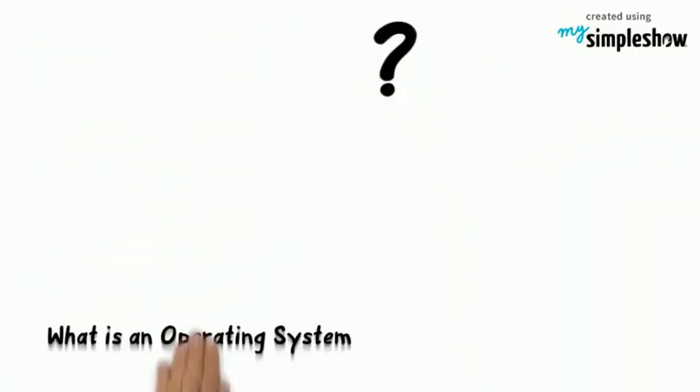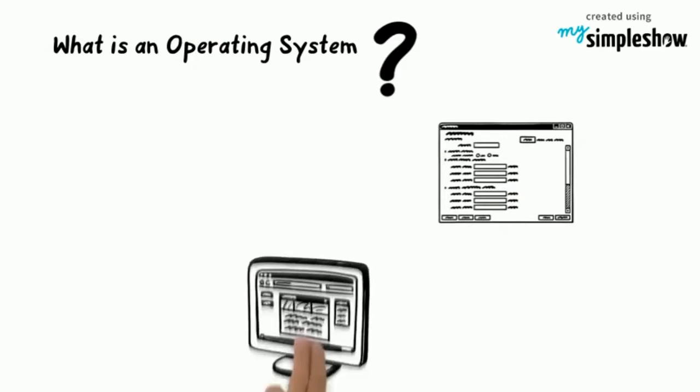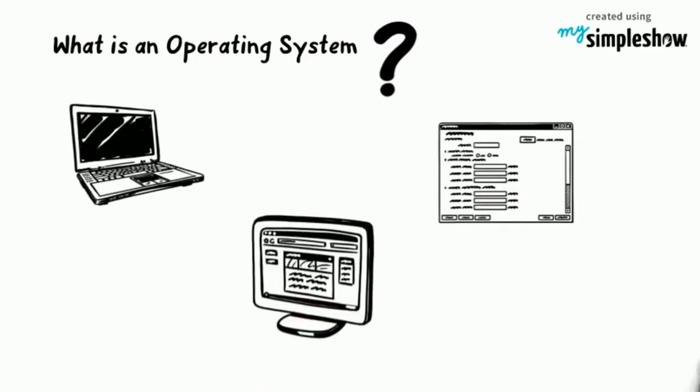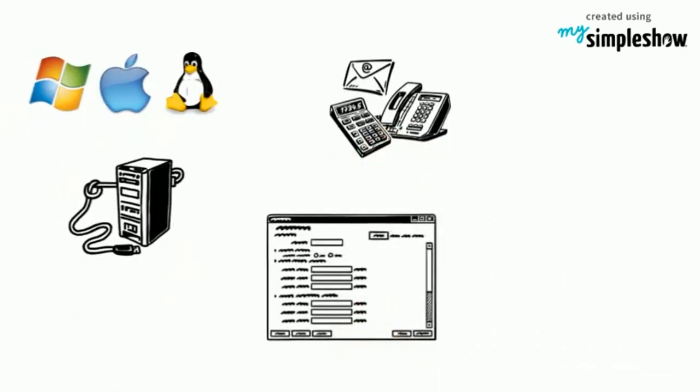What is an operating system? An operating system is software that manages all of the hardware resources associated with your desktop or laptop. To put it simply, the operating system manages the communication between your software and your hardware. Without the operating system, OS, the software wouldn't function.